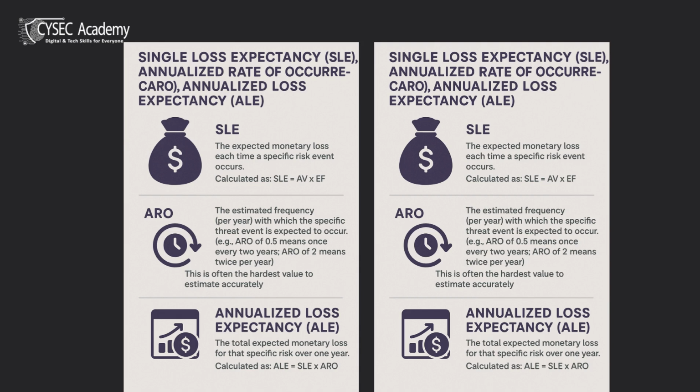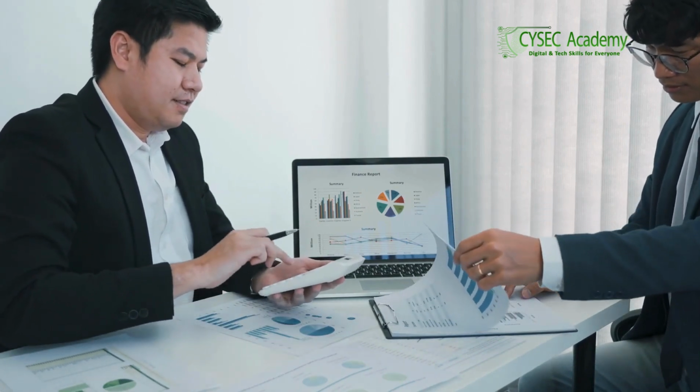Annualized rate of occurrence, ARO, the estimated frequency per year with which the specific threat event is expected to occur. E.g., an ARO of 0.5 means once every 2 years, an ARO of 2 means twice per year. This is often the hardest value to estimate accurately. Annualized loss expectancy, ALE, the total expected monetary loss for that specific risk over 1 year, calculated as ALE equals SLE times ARO.